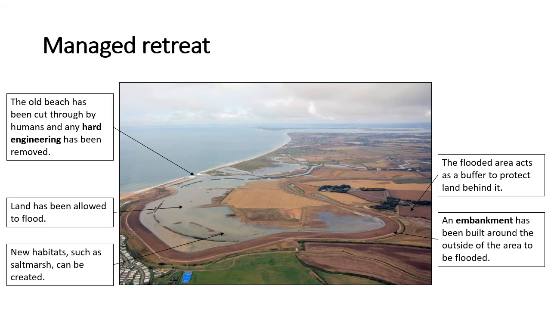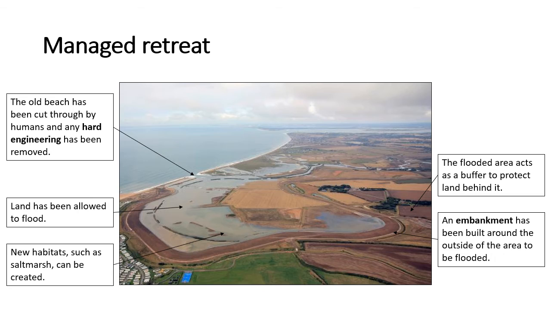New habitats such as salt marsh can be therefore created. So this is shallow, salty water now. Could turn into a salt marsh, a fairly rare natural habitat, a very important one for many coastal creatures. The flooded area acts as a buffer to protect the land behind and around it. That's the key bit of coastal defense here. This shallow land takes the energy out of the waves and it protects the land all around it.